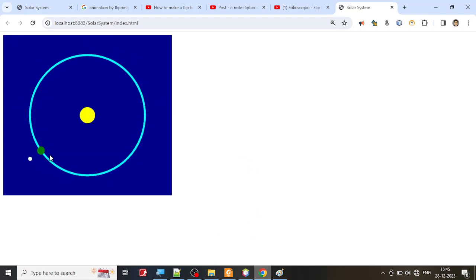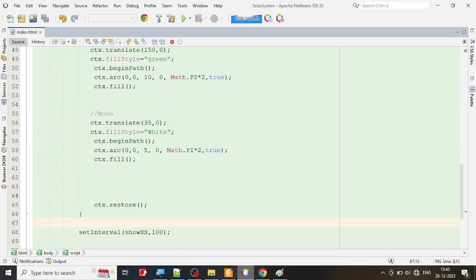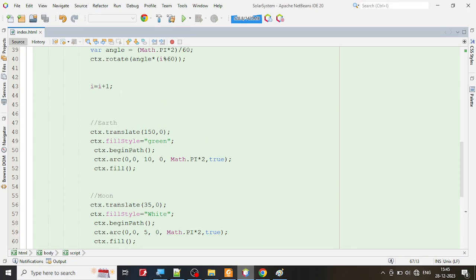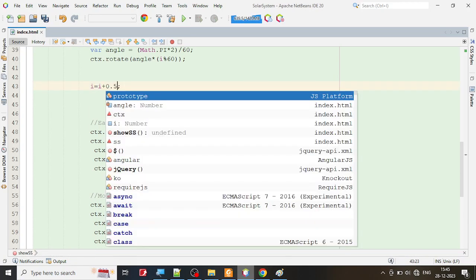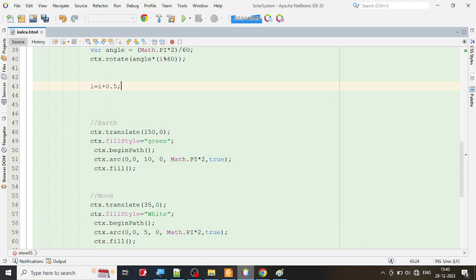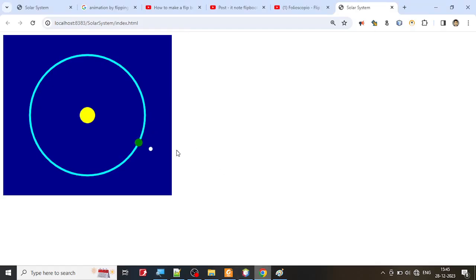Now that's very fast. I'm going to reduce it. Let me reduce the value of I. Instead of 5, I'm going to make it 0.5. I said I is equal to I plus 1, and now I is equal to 0.5. So reduce it by 50%. Can you see there? It's still faster.